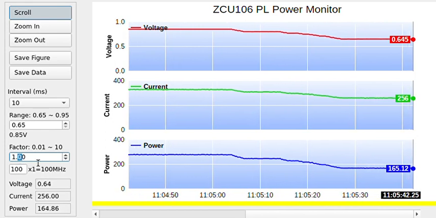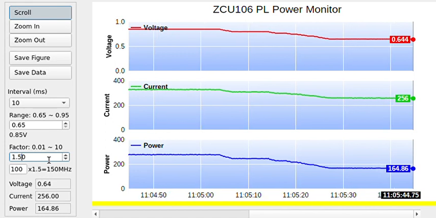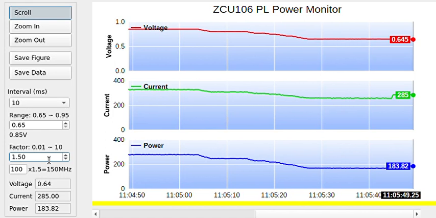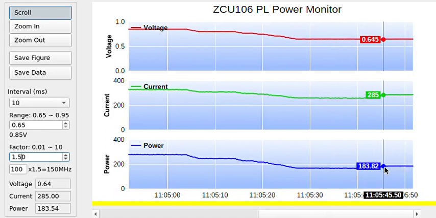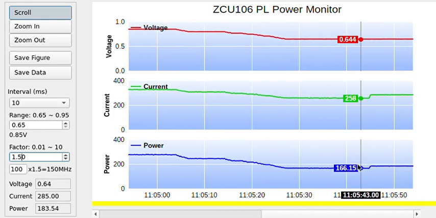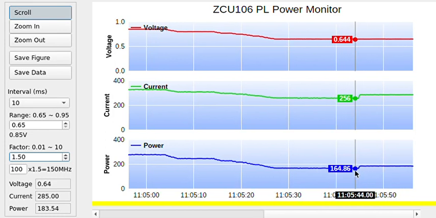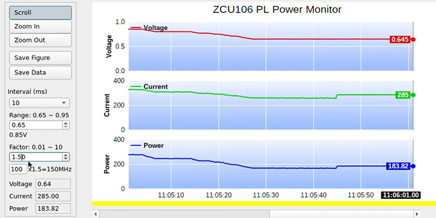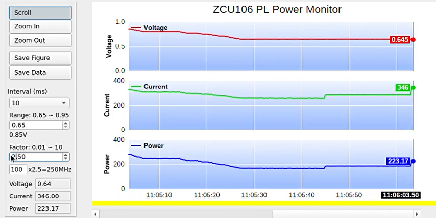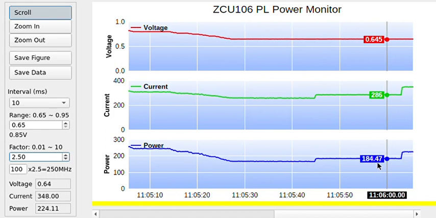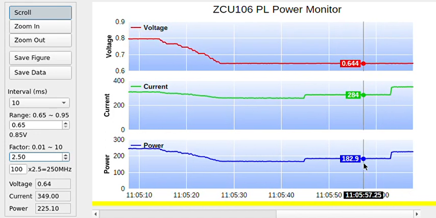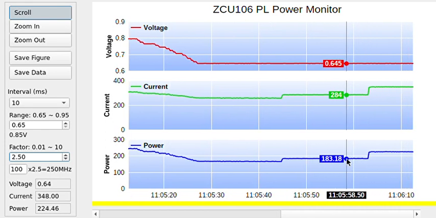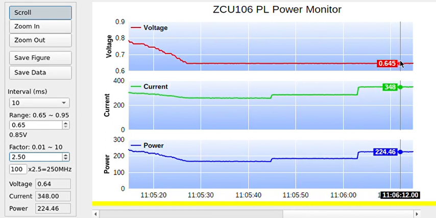the FPGA. For example, I can change the frequency from 100 megahertz to 150 megahertz. So I can see that there is a power consumption increment when I increase the frequency. You can see that when I further increase the frequency, there is a power consumption increment without changing the voltage.